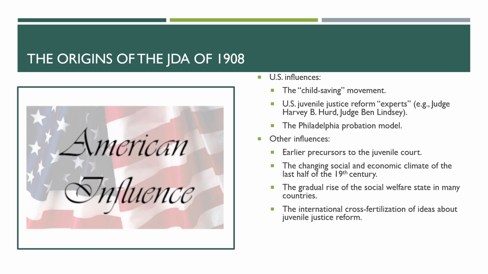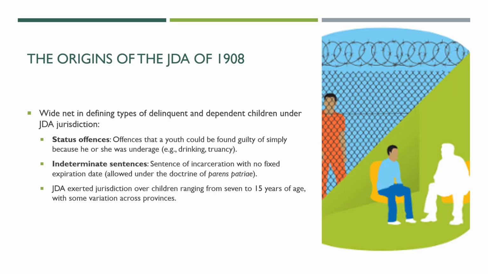And so you get the establishment of juvenile courts and public schools and all these things to kind of manage young people. At the end of the day, there's a lot of things going on at the same time, all pushing towards the formation of this system. So the JDA was a pretty broad legislation that had a whole bunch of different categorizations for offenses and what types of delinquent and dependent children fell under the jurisdiction of the JDA.